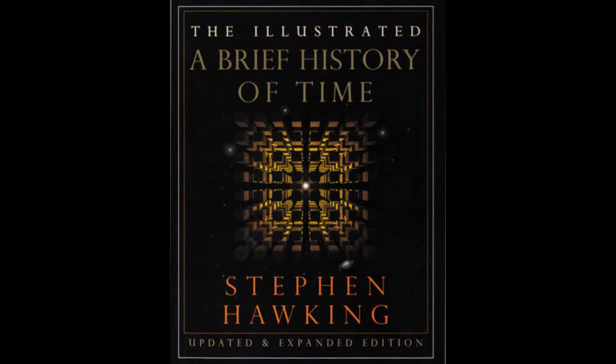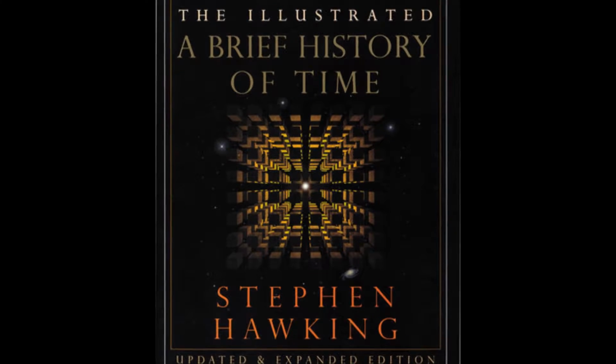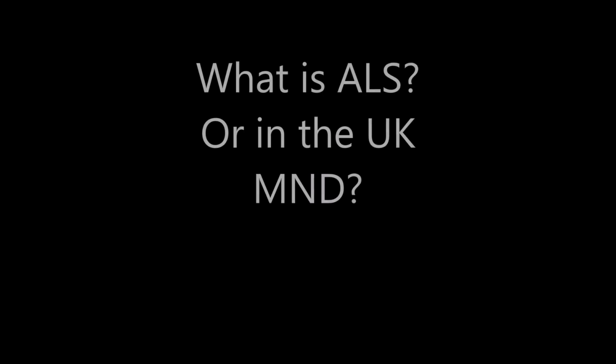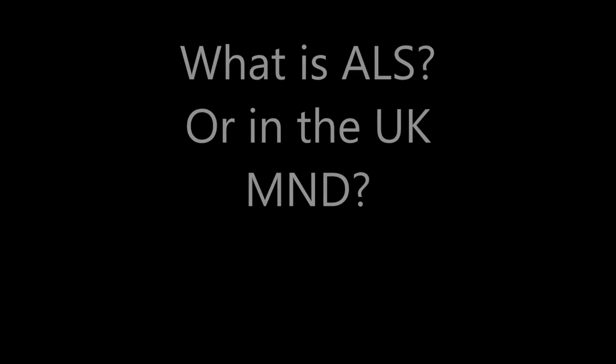Stephen Hawking was an English theoretical physicist, cosmologist, the director of research at the Centre of Theoretical Cosmology within the University of Cambridge, and an author. This is his most famous work. Now, he had a lot of achievements, which was amazing considering he was an ALS sufferer, which is what we all did the Ice Bucket Challenge for. Indeed. Now, as the title says, we're going to have a look at what MND is, or ALS.